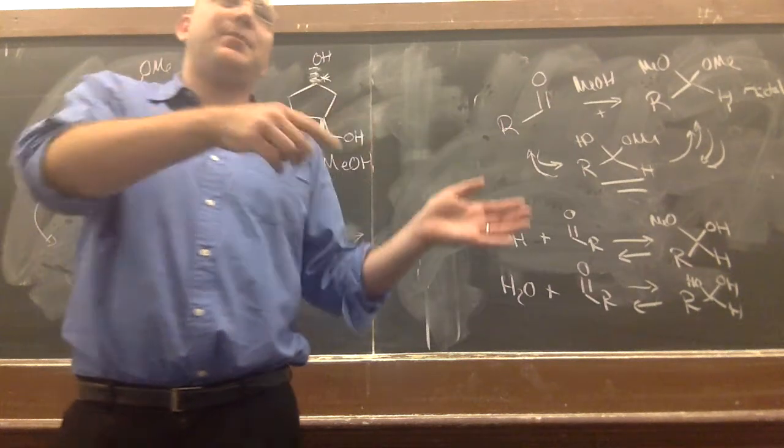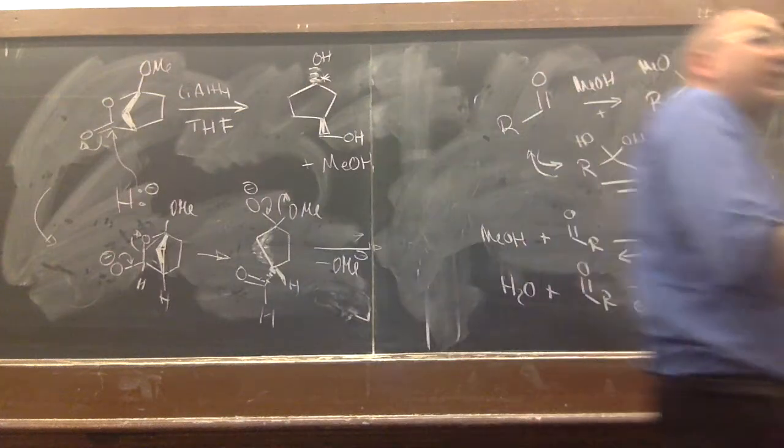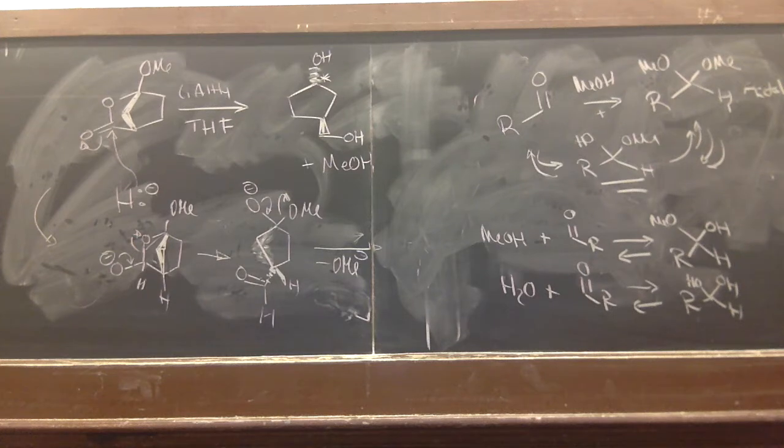Don't hold me to that. You may see a mechanism where that is the product, but usually that's if it's in a ring or something like that, and you should be able to draw the mechanism to that anyway. But don't worry about why a hemiacetal will form, because for the most part, it's just a halfway point in the mechanism. I saw a hand up over here.